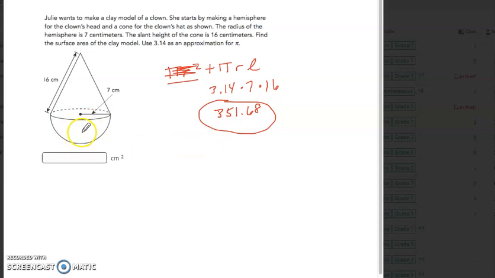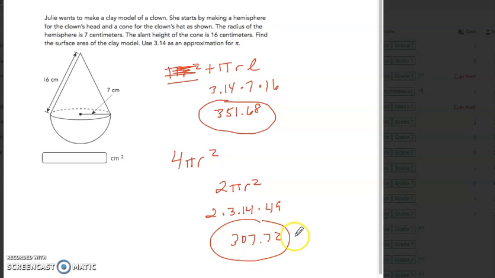Now let's find the surface area of the hemisphere. Again, the surface area of a sphere is 4 pi r squared, so for a hemisphere, it's going to be 2 pi r squared. So let's do that. 2 times 3.14 times the radius squared, which is 49. 2 times 3.14 times 49 equals 307.72. So that's the area of the hemisphere.